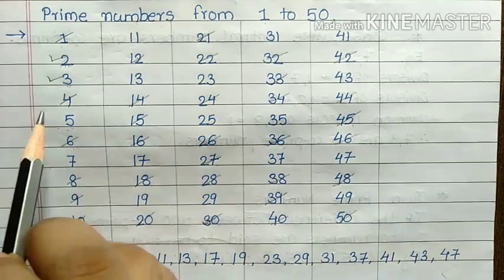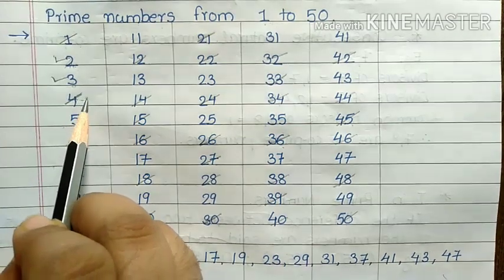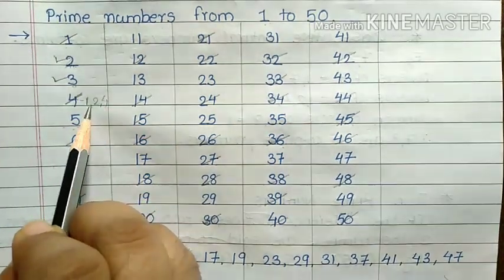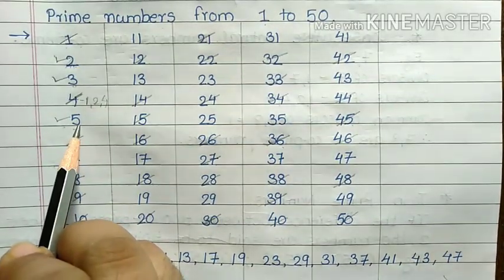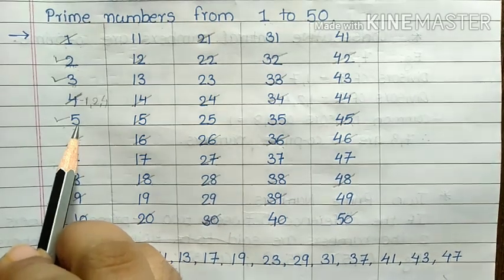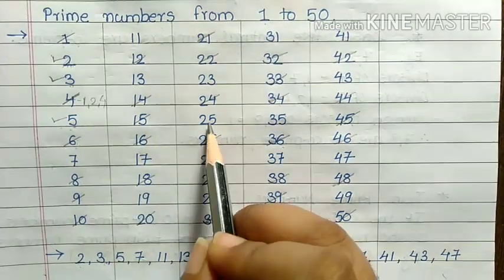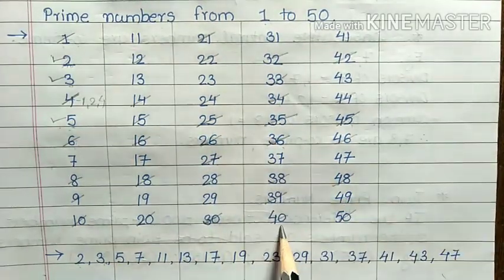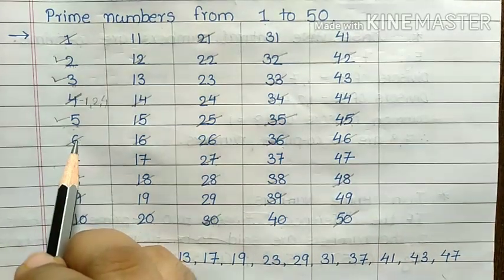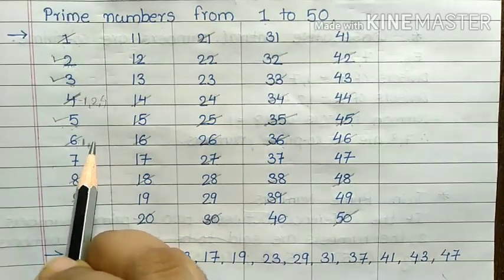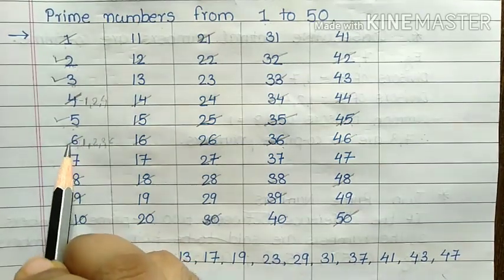So I cut those. Now next, 4 is already cut because it is a composite number. It has the factors 1, 2 and 4. Next is 5. It is a prime number. So which numbers are divisible by 5? Those I have to cut, the ones whose unit place is 5 or 0: 10, 15, 20, 25, 30, 35, 40, 45, 50. Cut those numbers. 6 is a composite number because it has the factors 1, 2, 3 and 6. So I have already cut that.